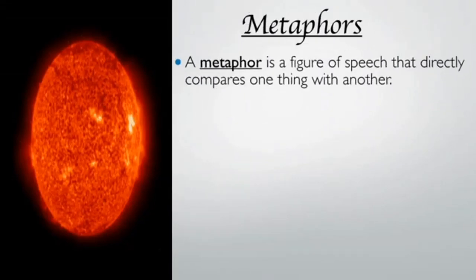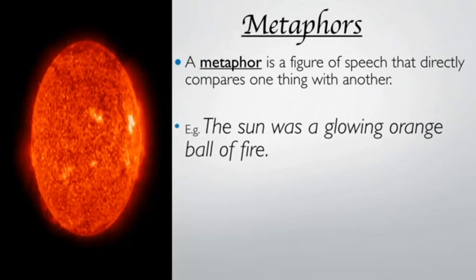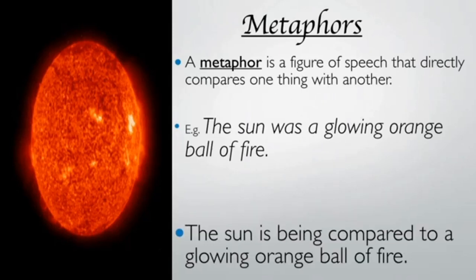A metaphor is a figure of speech that directly compares one thing with another. And notice metaphors do not use the terms like or as. So let's look at our example sentence. The sun was a glowing orange ball of fire. Which thing is being compared directly with another? If you said sun and an orange ball of fire, you are absolutely correct. The sun is being compared to a glowing orange ball of fire.